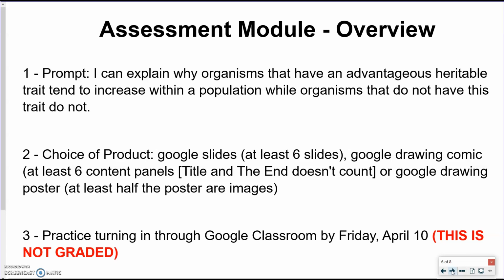You're going to have a choice of product. You can do Google Slides. You need to have at least 6 of them. You can go into Google Drawing. You can create a comic in Google Drawing if you wish. 6 content panels. That means that the title and the end don't count. You need to have 6 content. So if you do a title and an end, your total product would be 8 comic panels.